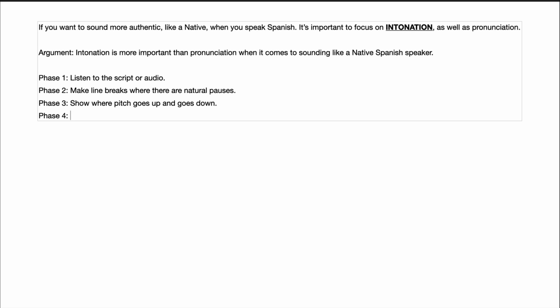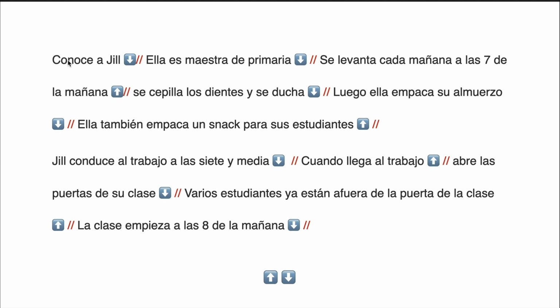Phase 4 is, there's a few things you can do here. I would say phase 4 would be go through it at a slow pace, but not like a robot. So like kind of like you would really be talking.